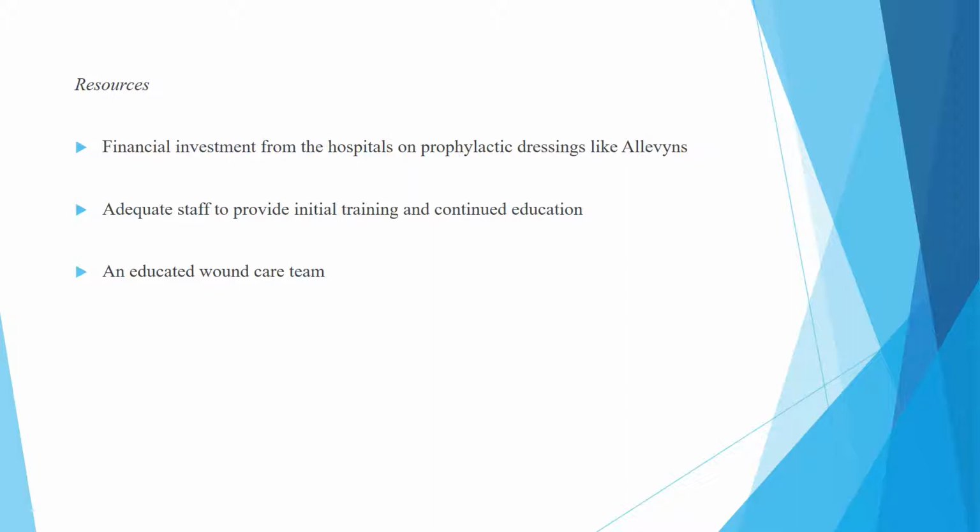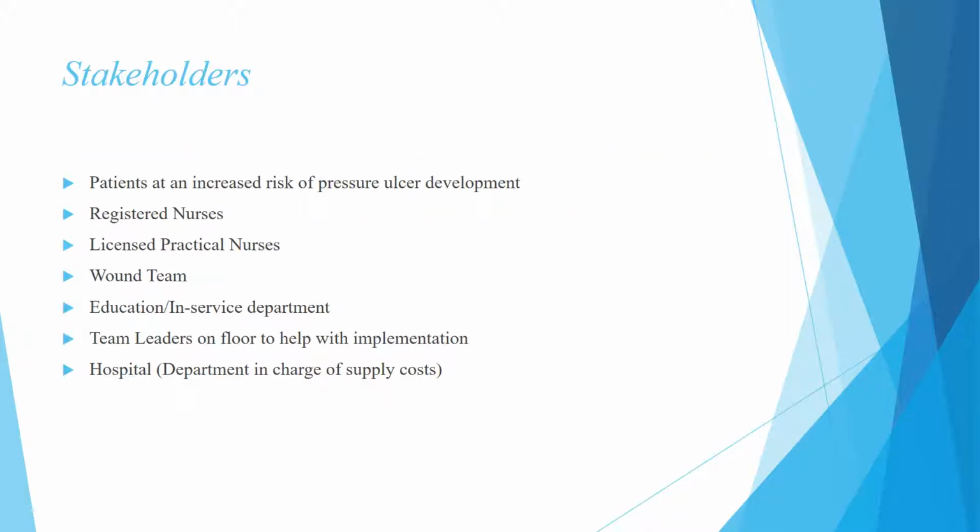We need to complete the study, with a financial investment in prophylactic dressings such as a leave-in. We'll need adequate staff to provide initial training and continued education, and an educated wound care team. This study will affect patients that are at an increased risk of pressure ulcer development, registered nurses, licensed practical nurses, the wound team, education or the in-service department, the team leaders on the floor while they help implement, and the hospital, the department that's in charge of the supply costs.